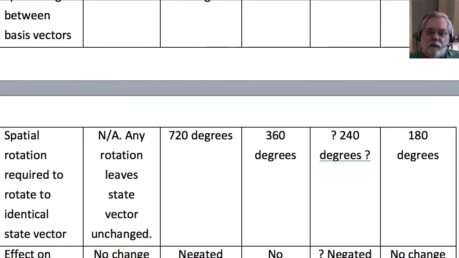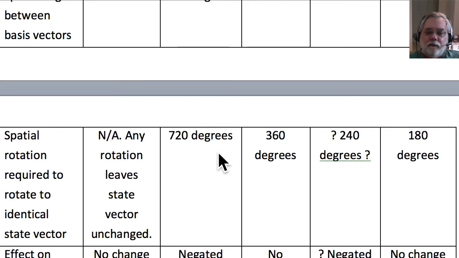Now, what if we have a state vector and we rotate space along some direction by some number of degrees? That changes the state vector. How many degrees of rotation of space do we need to get back the identical state vector we started with? Now for spin 0, it's not applicable. Any rotation leaves the state vector unchanged, because it's spin 0 anyway. So no rotation would change anything.